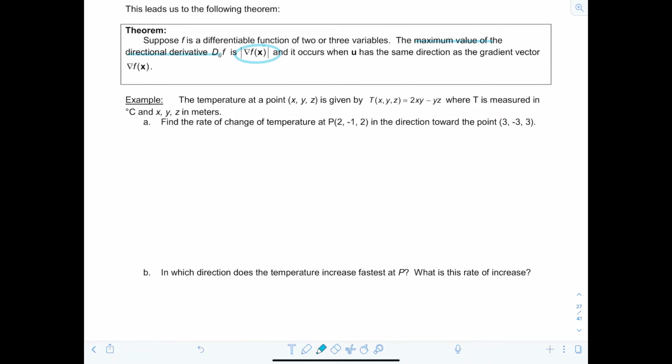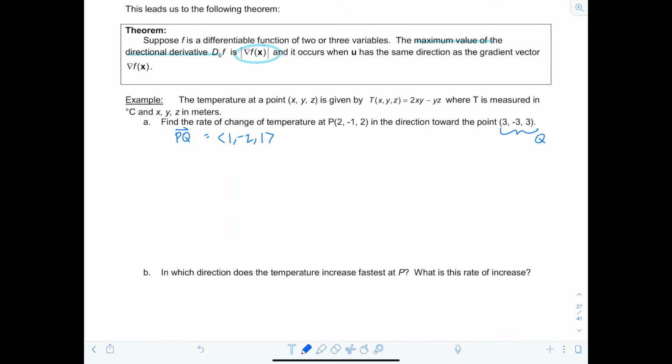Okay, so let's apply it now. The temperature at some point in space, x, y, z, is given by the following function. So temperature is determined by your location in 3-dimensional space. T is measured in degrees Celsius, x, y, and z in meters. Find the rate of change of the temperature at P in the direction toward the point Q, (3, -3, 3). First thing, let's make a vector in that direction from P to Q. The components would be 3 minus 2, which is 1. The next component is negative 2, and then 1.